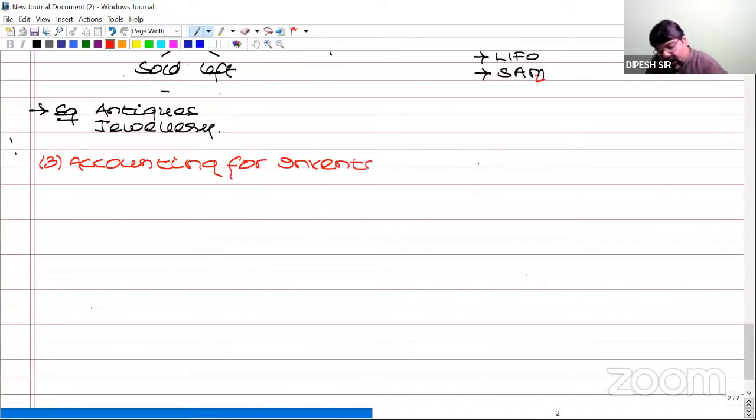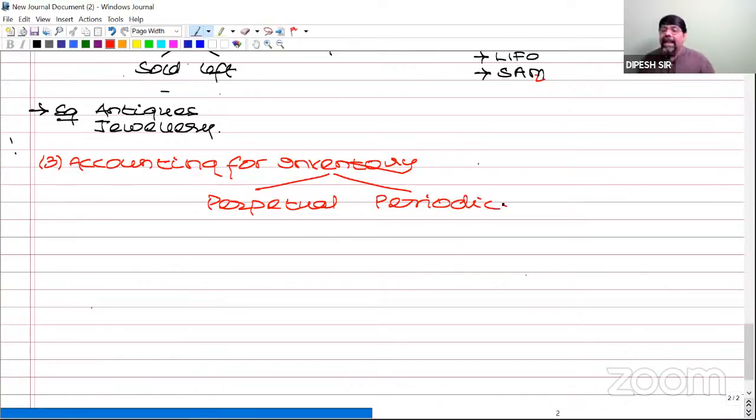I'll speak about it. There are two methods. If you want, you can write it down or you can refer to the institute material also. Perpetual, periodic. Perpetual means continuous. In case of perpetual, there is a stock register maintained, there's a stock account maintained, which gives us information about continuous receipts and outflow of stock. But in periodic, there are no stock records maintained. At the end of the year, we physically go and count the stock.